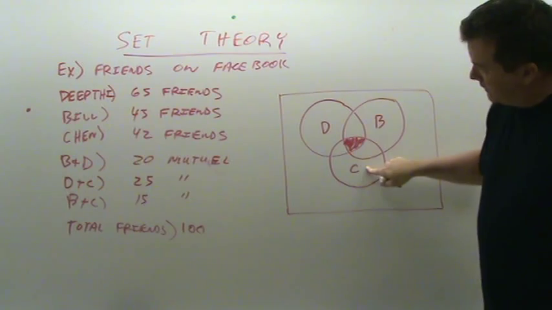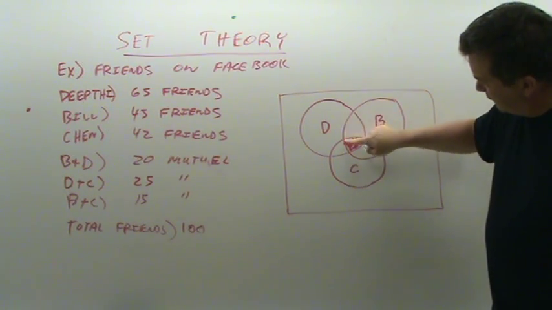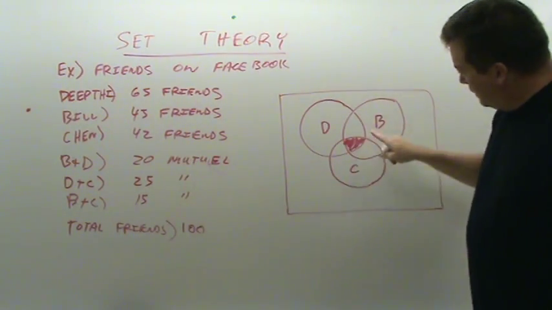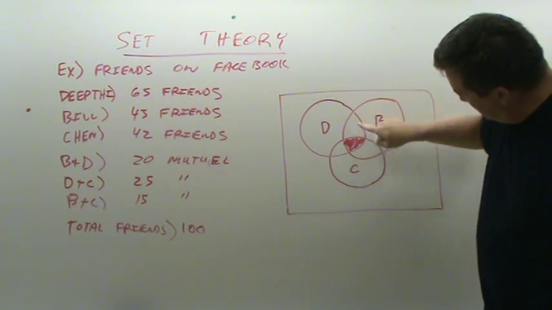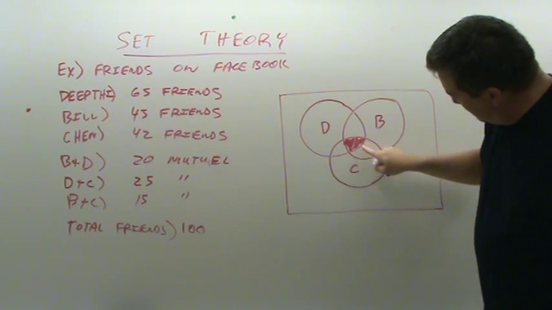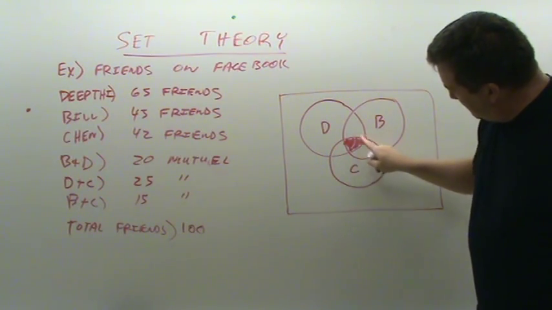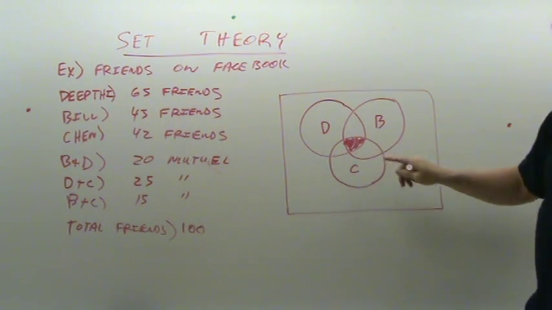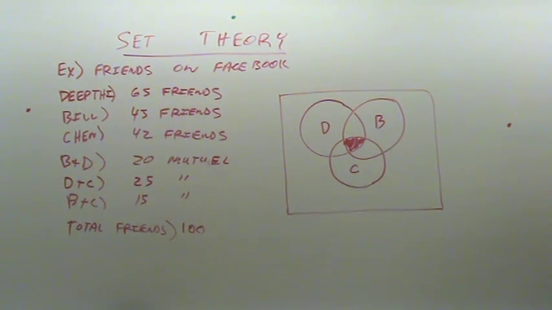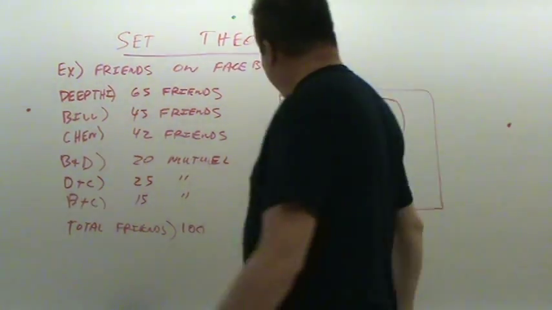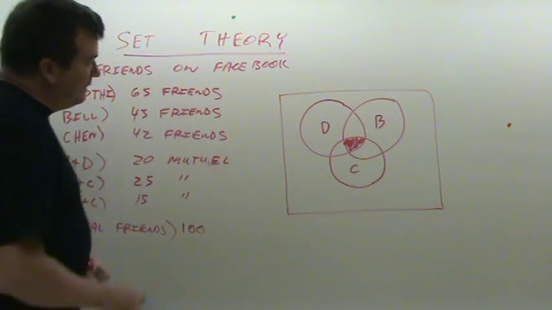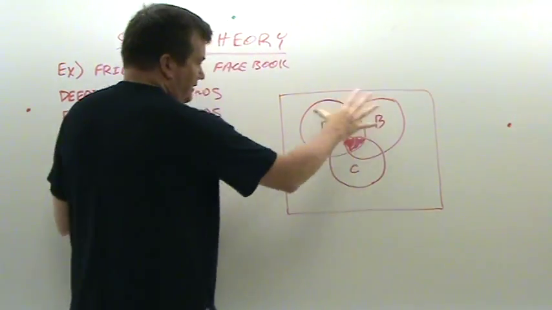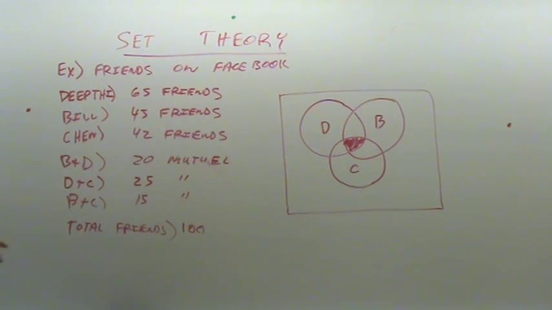We also know how many people are friends of both B and D. We know how many people are in here, we know how many people are in here, and we know how many people are in the overlaps between the two. But we're trying to get this one in the middle. So any way you can think of getting that? We know that the total of all of these is 100. All three circles combined is 100.